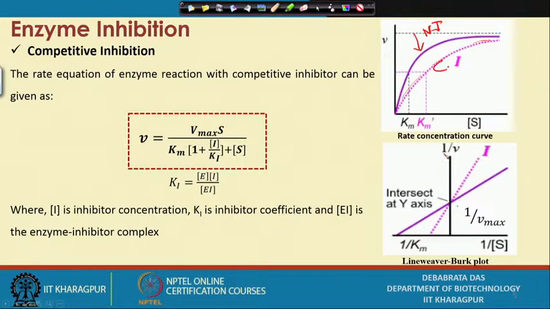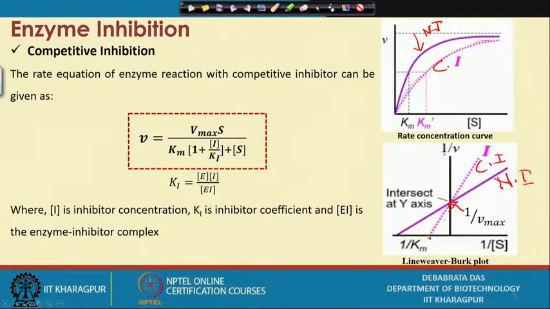This will be clearer if you plot a Lineweaver-Burk plot, 1 by V versus 1 by S. Then this is no inhibition, and this is competitive inhibition. Now, competitive is like this. Remember I told you this intercept is 1 by Vmax. The 1 by Vmax remains constant, but the slope changes.